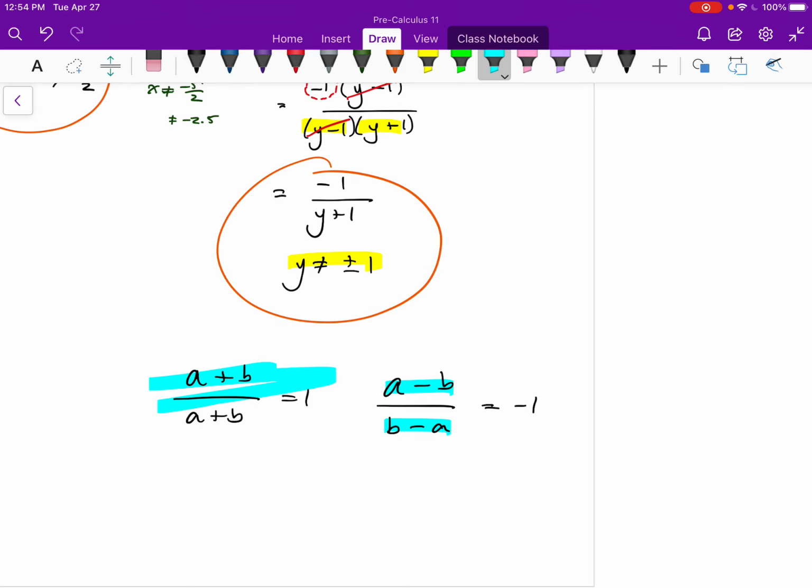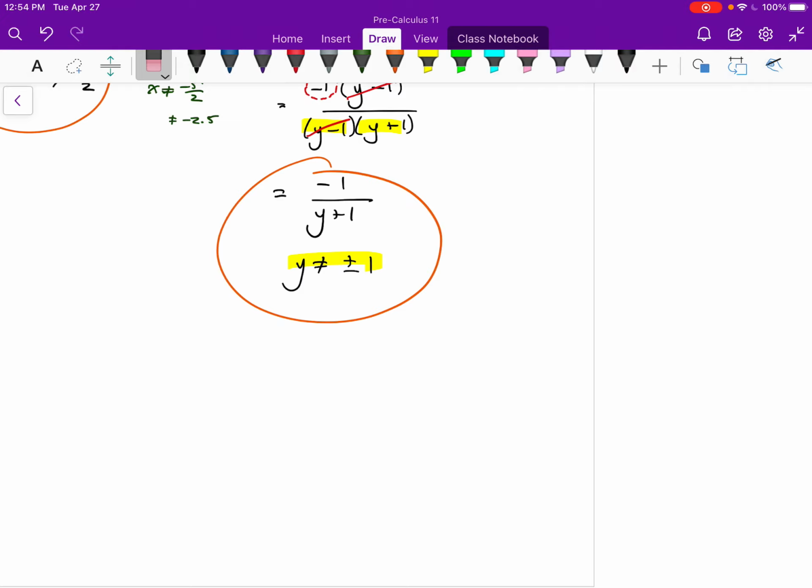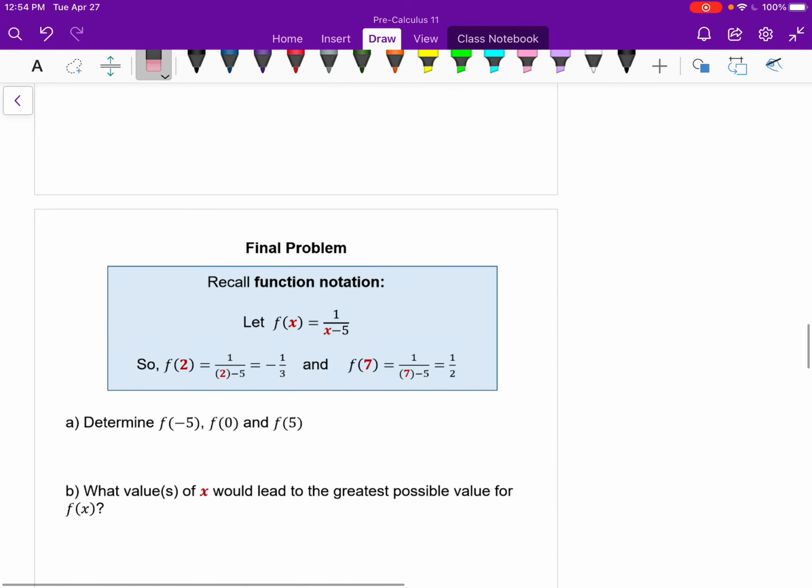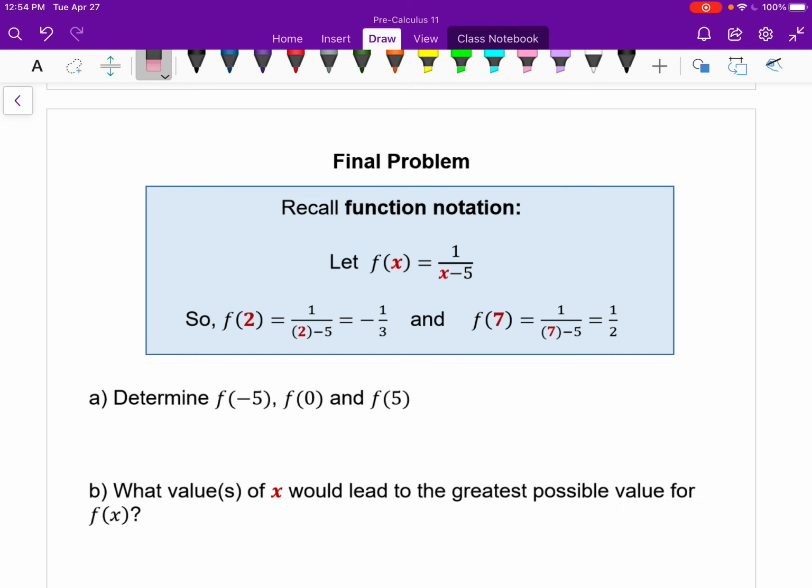Now for the final problem, that's something I'd like to get to and talk about in person. This is the sort of thing I'd rather just deal with in person instead of over a video. So I'm going to stop here.